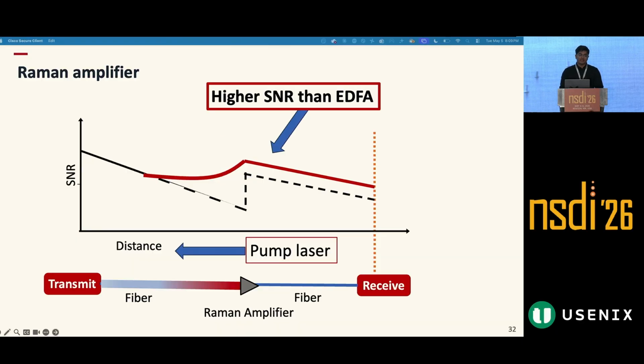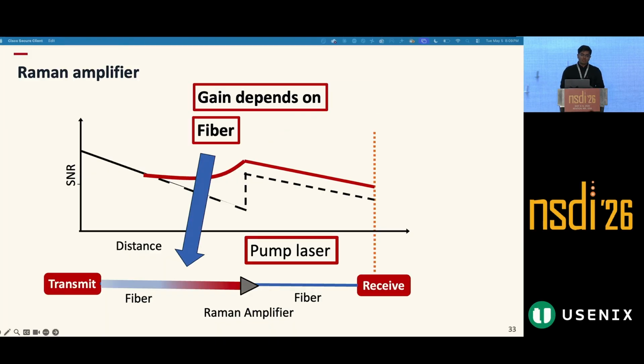What you get is a higher SNR than EDFA, because the signal doesn't get too weak, so the signal gets improved before getting too low. However, gain depends on two things. First, the fiber, because now you're using fiber as the gain medium, so it depends on the fiber. It also depends on the pump. Since you have multiple different channels in the amplifier, you have different pumps for each channel. And all of the channel-specific information for pumps is proprietary and not available to us.